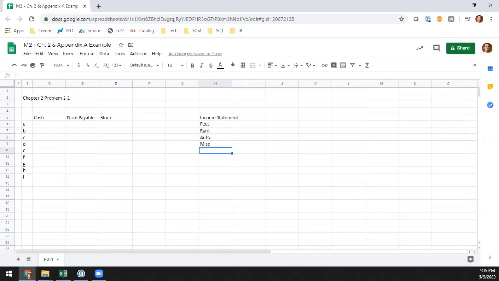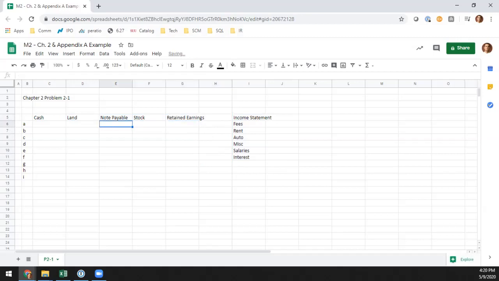Paid office salaries. So salaries are an expense. Paid interest on the note payable. Interest is also an expense. Purchased land as a future building site. Okay, now land does not belong on our income statement. That's an asset, so we need to add asset here. And we paid dividends of 2,000, and so dividends are gonna go into retained earnings.